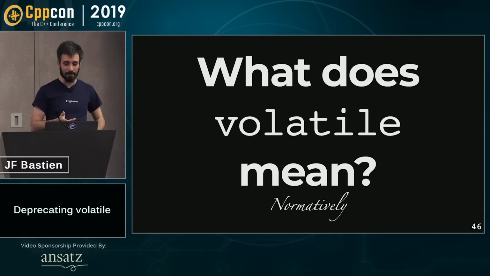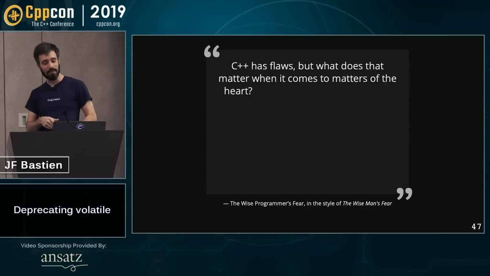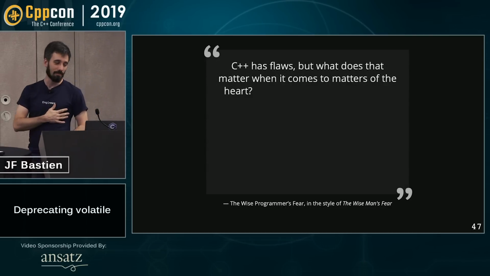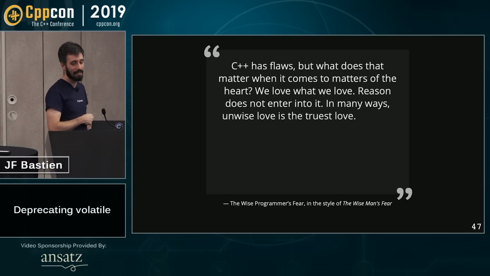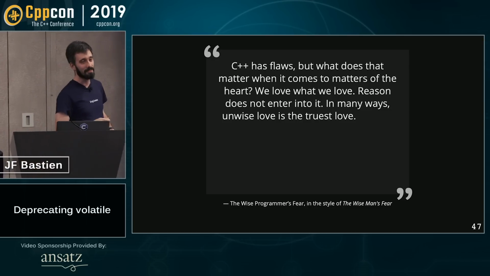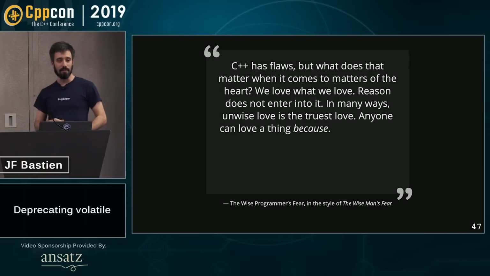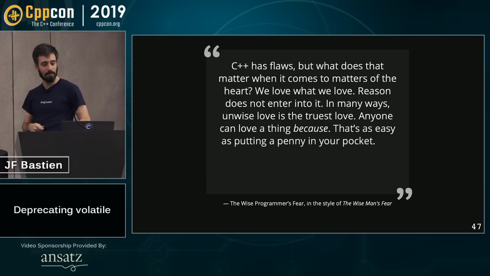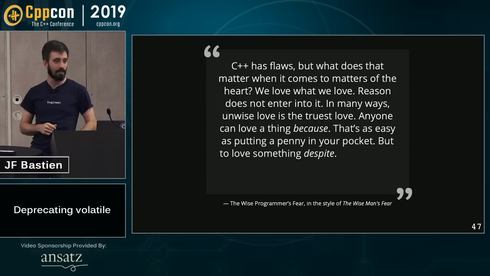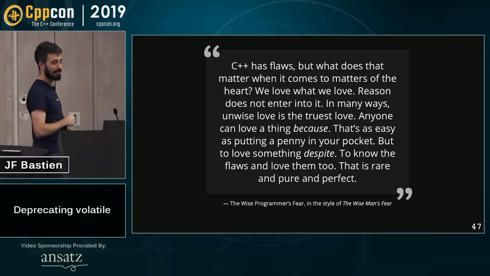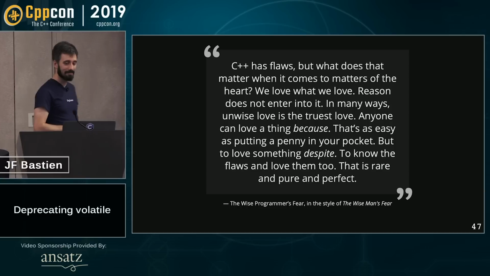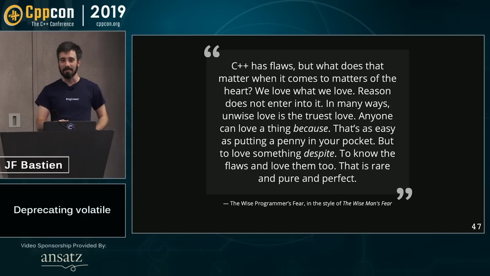All right, so a bit more poetry here. C++ has flaws, but what does that matter when it comes to matters of the heart? We love what we love, and reason does not enter into it. In many ways, unwise love is the truest love. Anyone can love a thing just because, but that's as easy as putting a penny in your pocket. But to love something despite, to know the flaws and love them too, that is rare and pure and perfect. This is about C++.